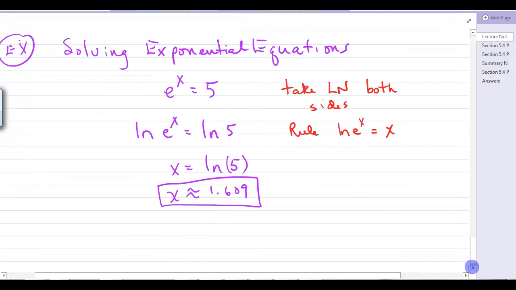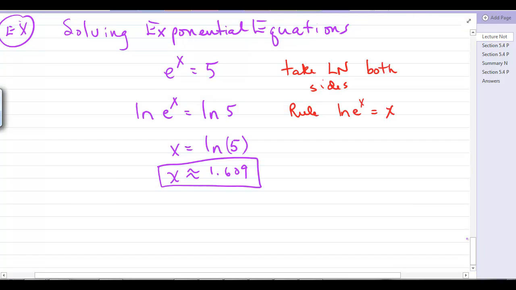Now, solving exponential equations. Say you had e to the x equals 5. I would suggest taking the natural log of both sides and using this rule: ln of e to the x equals x. So that's what I did here. ln of e to the x equals x, so those are gone. x equals ln 5. That's just a number. Do that on the calculator.